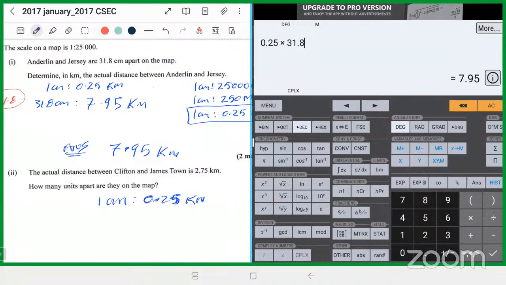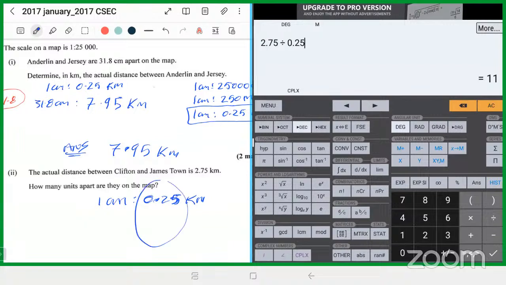It's kind of simple now. You want this side to become this on the ratio. So what you can do is ask, what would I have to multiply this by for it to become 2.75? You can divide to know what to multiply it by. So 2.75 divided by 0.25, I have to multiply by 11 for this side to become 2.75.